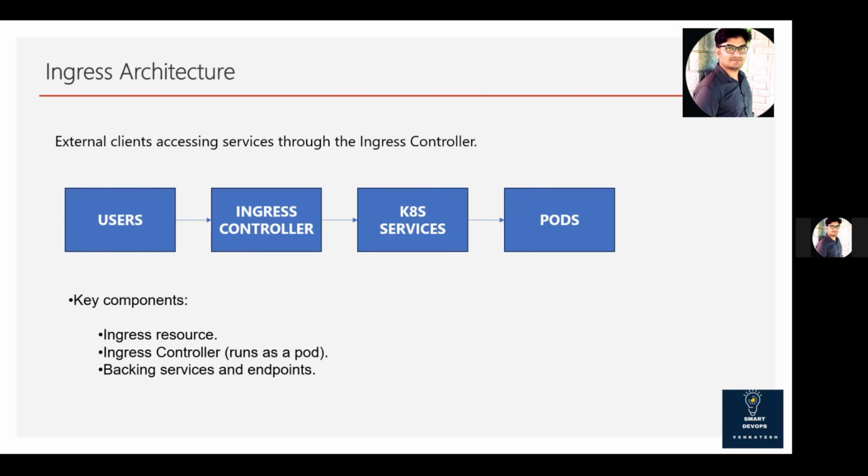I just want to showcase here, as you know, when the user hits www.smartdevops.com, that will come to your Ingress controller first, because that is the place where we are configuring this Ingress, a starting point for your downline services. So when you hit that, it will give a call to your downline services, and then it will call your pod.